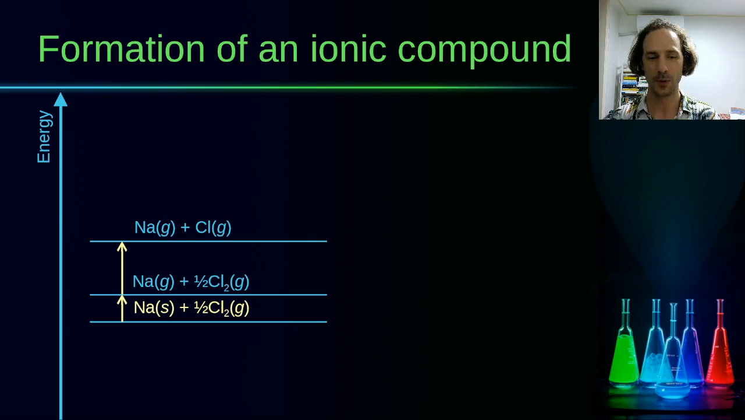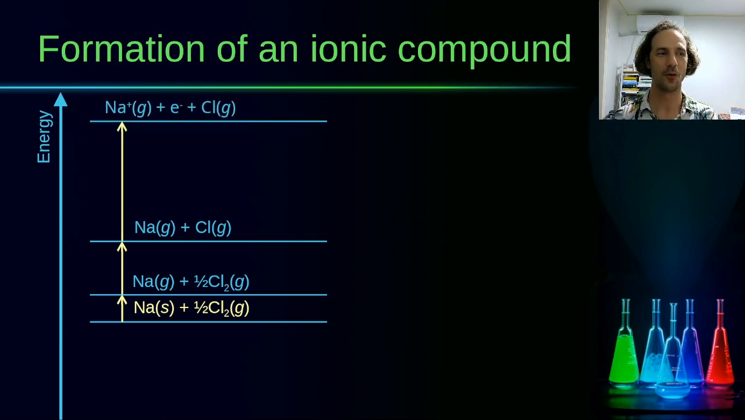Now, next thing is we need to remove an electron from the sodium atom. If we want to remove the electrons from the sodium atoms, that will require another large amount of energy. So we have to overcome this very strong electrostatic force between the nucleus of the sodium atom and one of the electrons. And once that happens, then we have the ionized sodium in the gas, and we have the free electrons, and we also have the atomic form of chlorine.